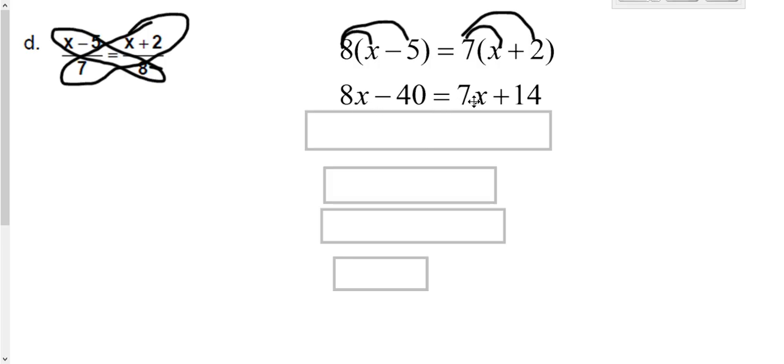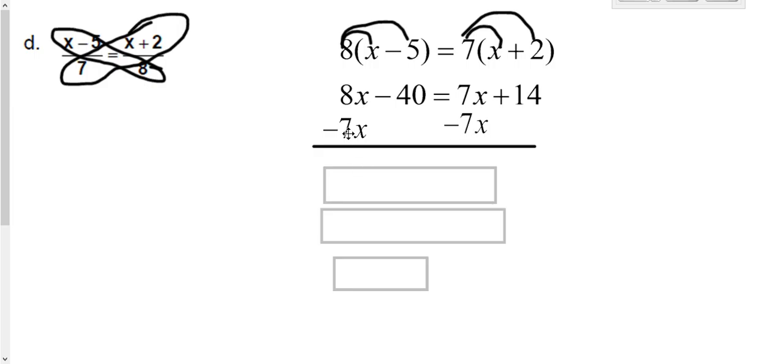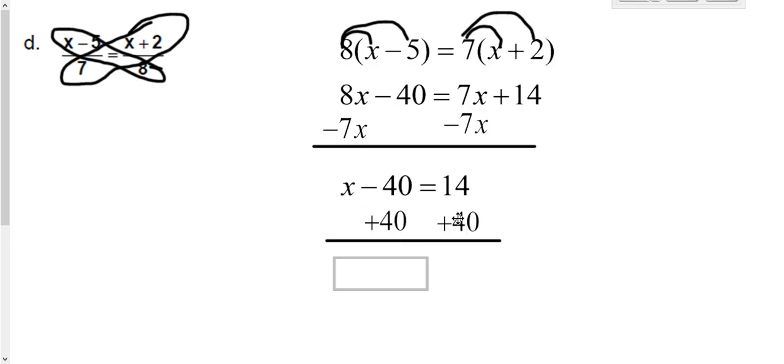So let's see, I'm going to get rid of x's on this side by subtracting 7x. So 8 minus 7x leaves us with 1x, and the minus 40 comes down. These x's go away, we bring down our 14. Let's get rid of this minus 40 now with plus 40. So the 40s cancel out, we're left with x, what we're solving for, equals 14 plus 40 is 54.